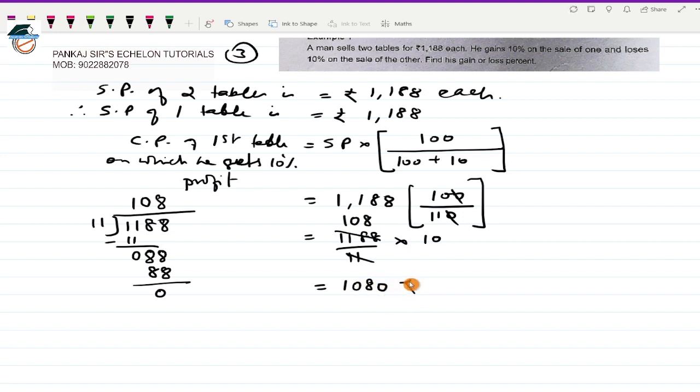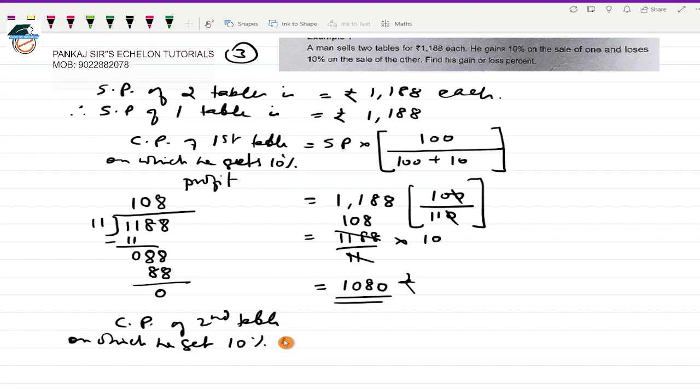So this is the cost price of that table on which he got 10% profit. Again, let me find out the cost price of the second table on which he gets 10% loss. For that the formula will be same, selling price times 100 upon 100 minus loss percent. Loss percent is 10, so it will be 100 minus 10. Mind here, there it was a plus, here it will be minus.